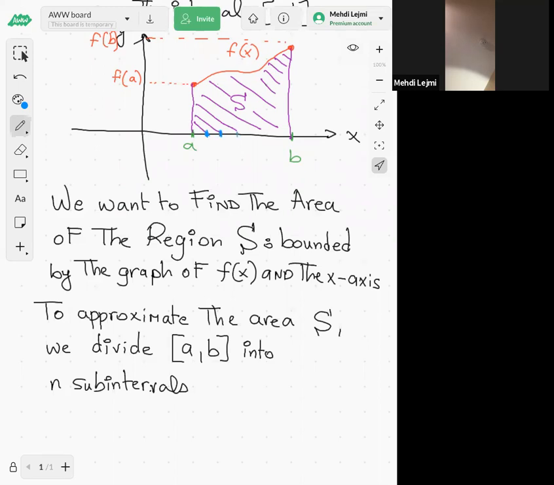So for example, here I'm going to divide my interval AB into 1, 2, 3, 4, 5, 6 subintervals of equal width. Let's say here, this is x1, x subscript 2, x subscript 3, x subscript 4, and then x subscript 5. So you see we have 6 subintervals, 1, 2, 3, 4, 5, and then 6. Their length is the same.